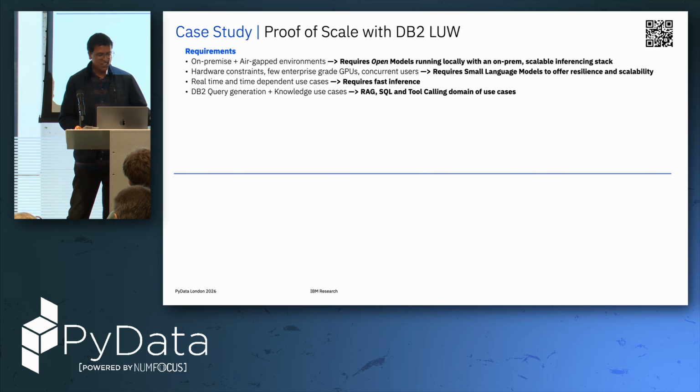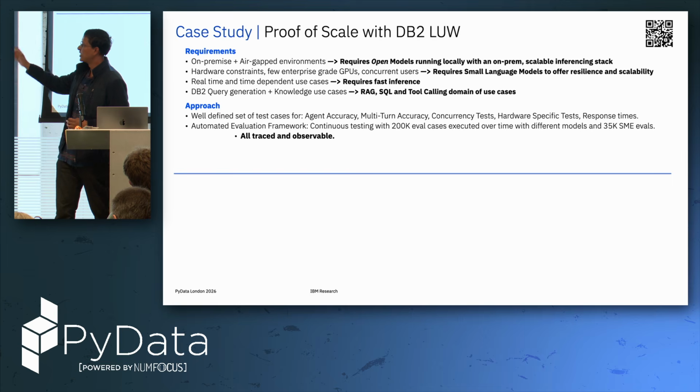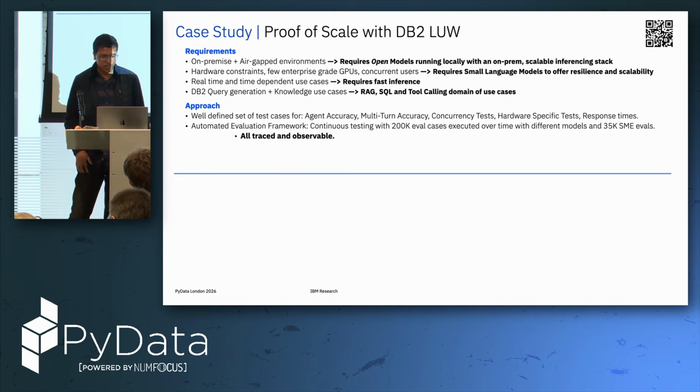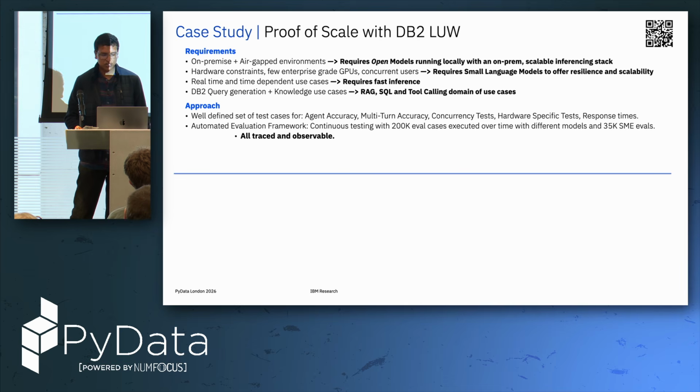Okay, they had real-time inference, so they needed fast inference as well. And they had all of these different domains of use cases. So they did exactly what we spoke about. They built test cases for the non-functional, the agent requirements, and they automated that to the point that they're running 200,000 evaluations automatically, and they're running 35,000 manual evaluations as well, and they've built that observability stack for it all to be traceable.